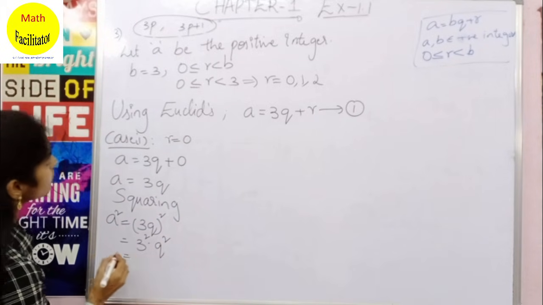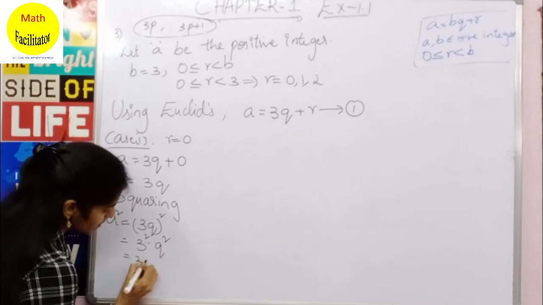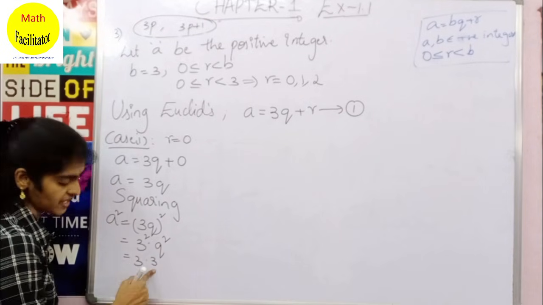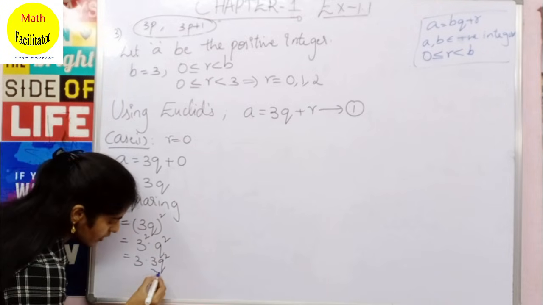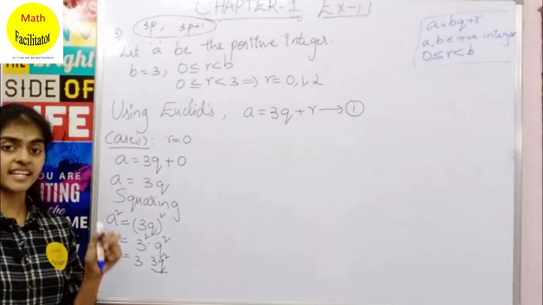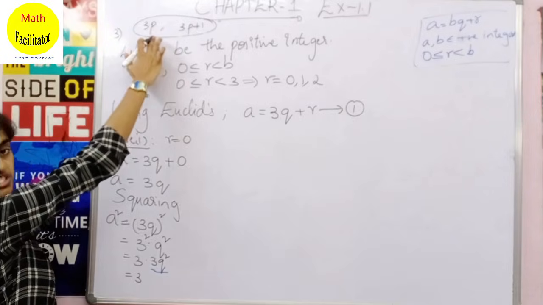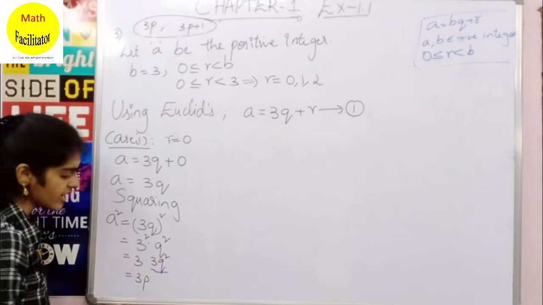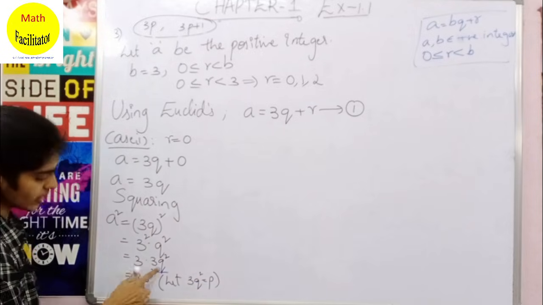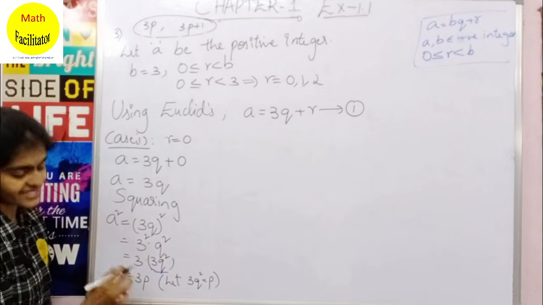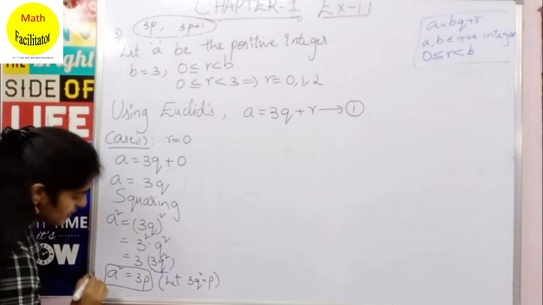This (3q) whole square I can write as 3 square into q square. I want to bring it to the form 3p, so I can write 3 square as 3 multiplied by 3, into q square. Now this 3q square, I can take it as p. Our aim is to prove it in this way, so I will take this 3q square as p. Taking this as p, you got it as 3p. Clear? So the square of a positive integer, you got it as 3p.